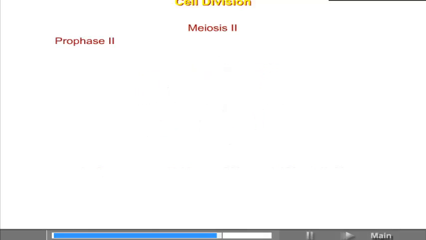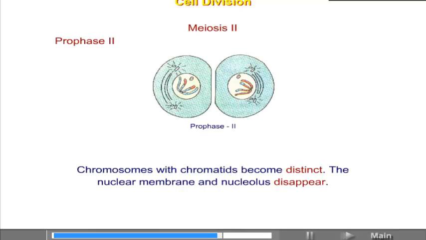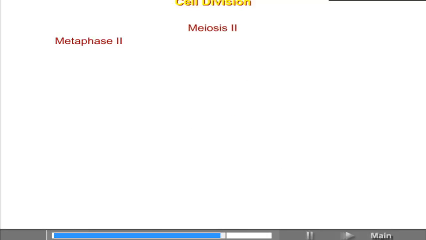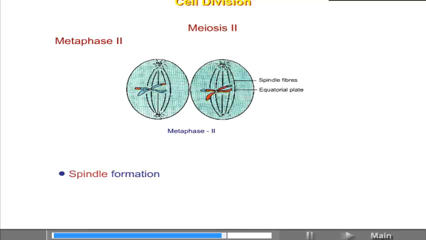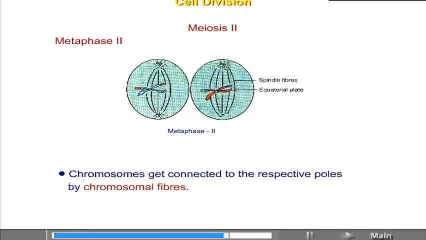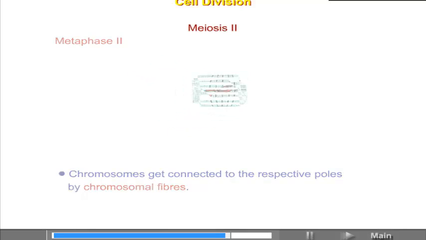Prophase II. Chromosomes with chromatids become distinct. The nuclear membrane and nucleolus disappear. Metaphase II. Spindle formation. Movement of chromosomes towards the equatorial plane. Chromosomes get connected to the respective poles by chromosomal fibers.